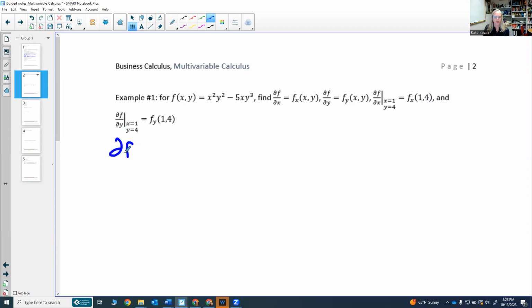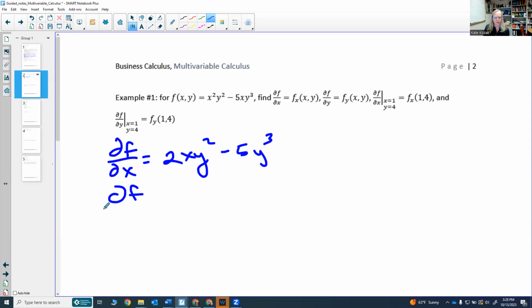So the partial derivative of f with respect to x would equal 2xy squared minus 5y cubed. Notice that y is considered a constant while x has been changed. So y is treated as any other constant such as the number 2. So it just comes along.